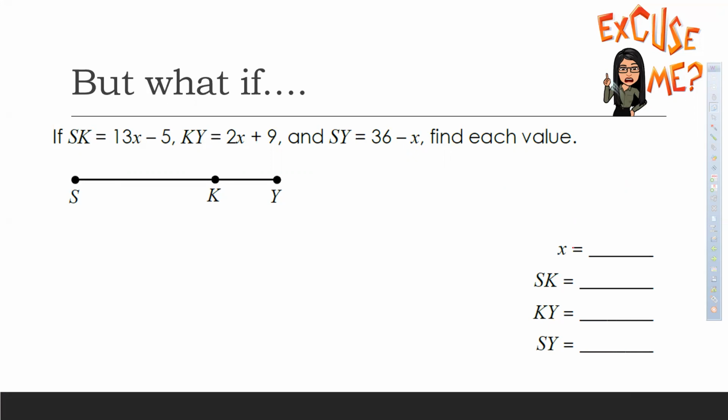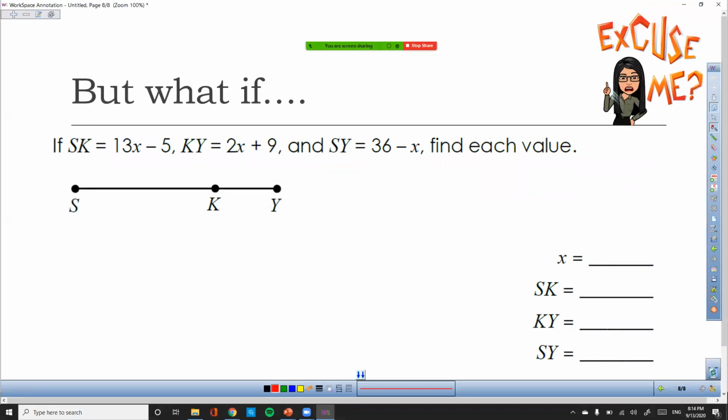So in this problem, they're not only asking me to solve for x, they're also asking me to find the length of all the segments as well. But again, how do I do this? All I know is in this figure, let's go ahead and fill in the information that I know. They're telling me that the length of segment SK is 13x minus 5. And then the length of segment KY is 2x plus 9. And length of segment from S all the way to Y is going to be 36 minus x. All right, so I have all of that information.